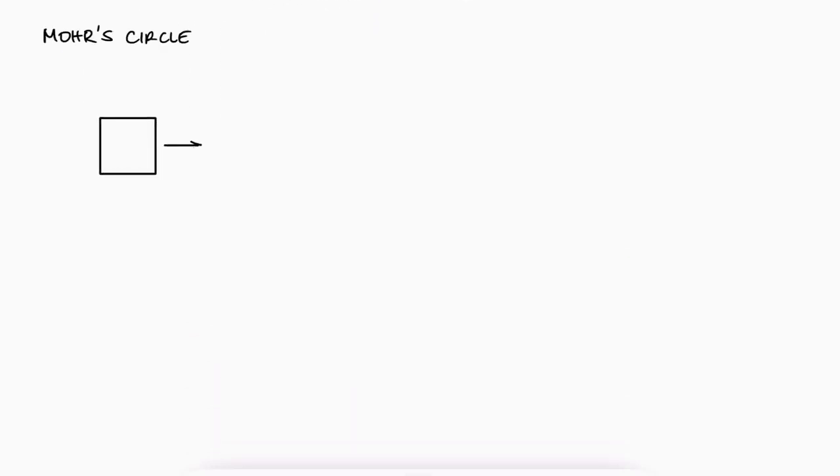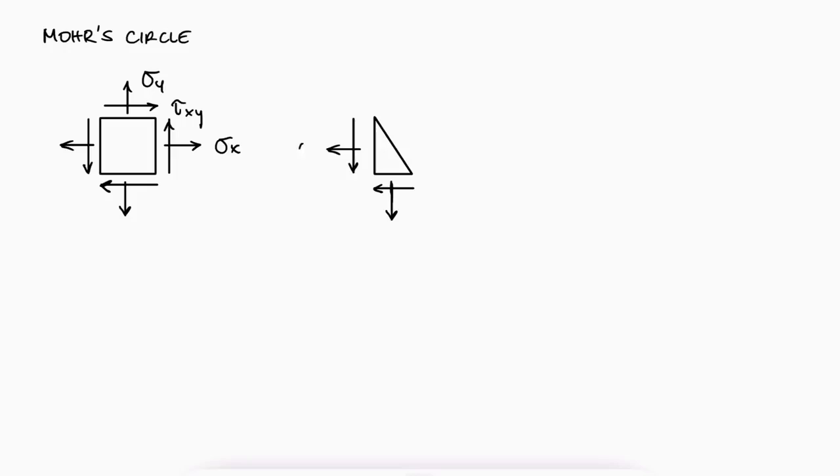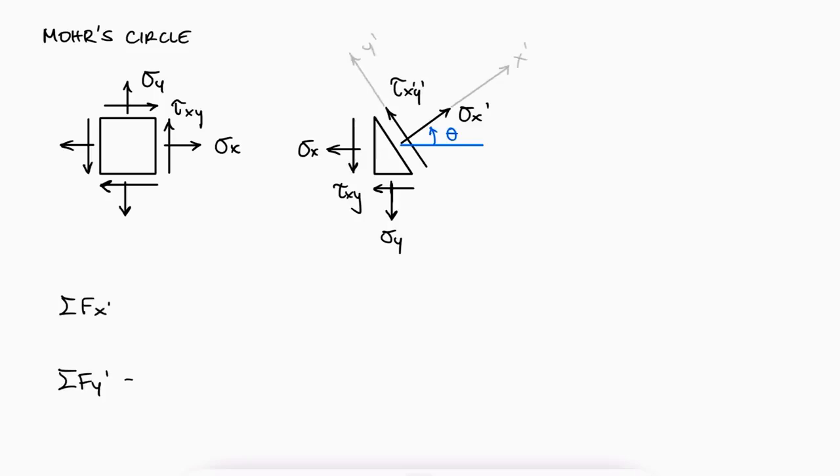If we have a stress element subjected to sigma x, sigma y, and tau xy, and we want to find expressions for their resulting sigma x prime and tau x prime y prime for a rotated stress element by an angle theta, we can just perform a cut at that angle theta and write the sum of forces for the new x prime and y prime directions.